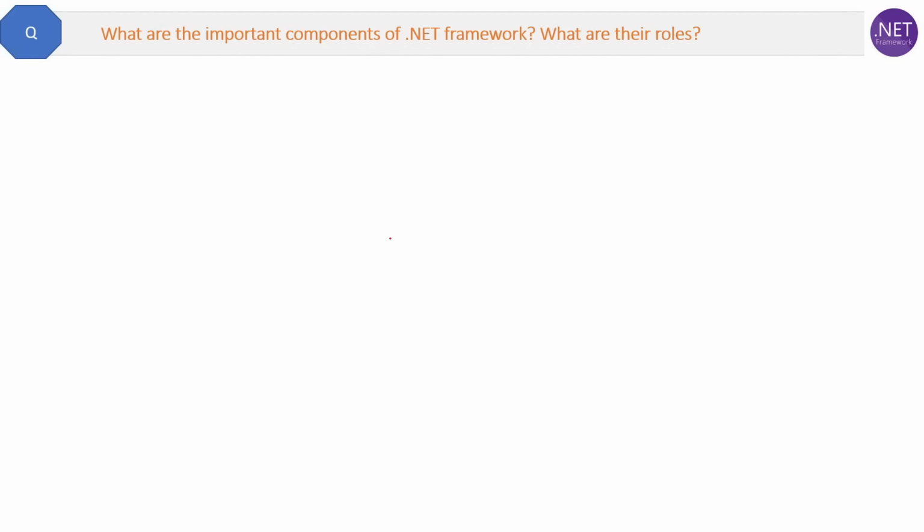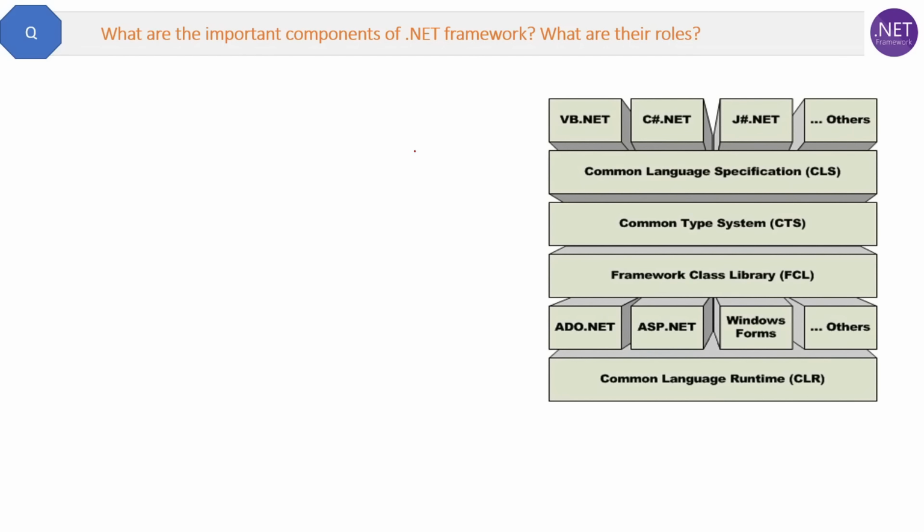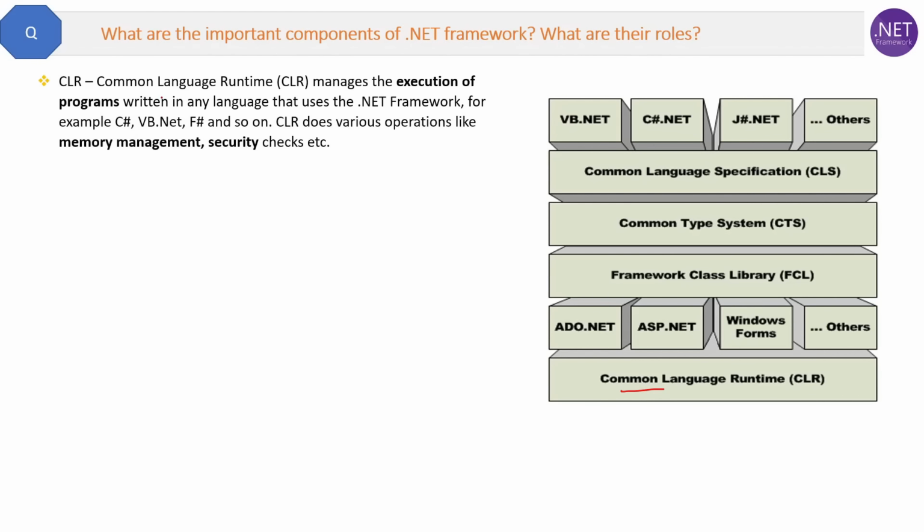What are the important components of .NET framework? What are their roles? Here is the diagram which shows the components of the .NET framework. Let's see what they do. The first one from the bottom is Common Language Runtime. CLR, which stands for Common Language Runtime, manages the execution of programs written in any language that uses the .NET framework, for example C#, F#, VB.NET, and so on. CLR does various operations like memory management, security checks, etc.